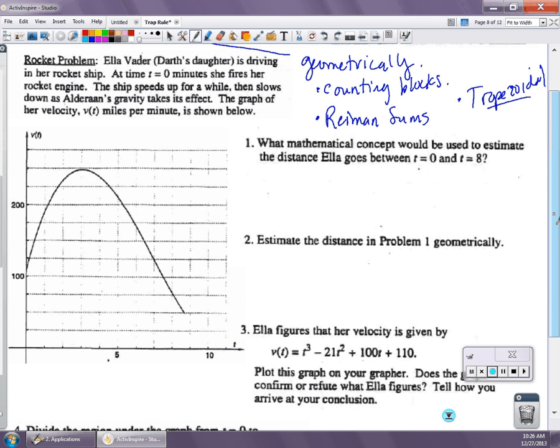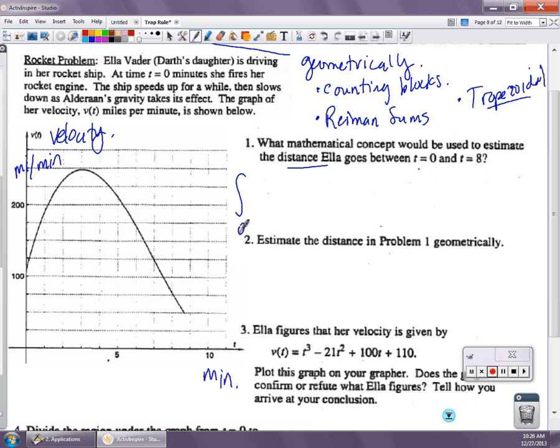We have Elevator Doris' daughter, Ella, driving in her rocket ship. At time t equal to 0, she fires her rocket engine. The ship speeds up for a while, then slows down as Aldrin's gravity takes effect. The graph of velocity, so again, here we go with our velocity, is measured in miles per minute, and this is minutes. Take some time to read the problem yourself if you're in my class before you completely play through the video. Try to think through it yourself and figure it out. Then resume the video. What math concept would be used to estimate Ella's distance from 0 to 8?